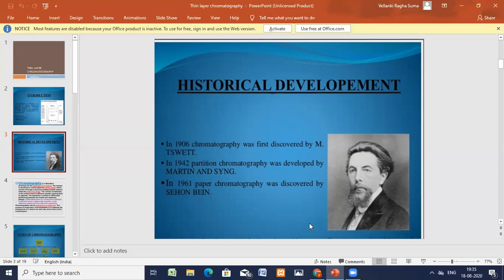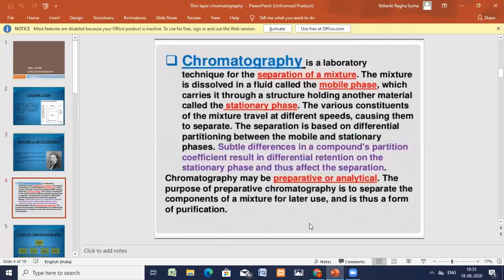Chromatography is nothing but color to write. It is a separation technique. The Greek word chroma is color and graphein is to write. That was the actual meaning in Greek. This is a laboratory technique for separation of mixtures.